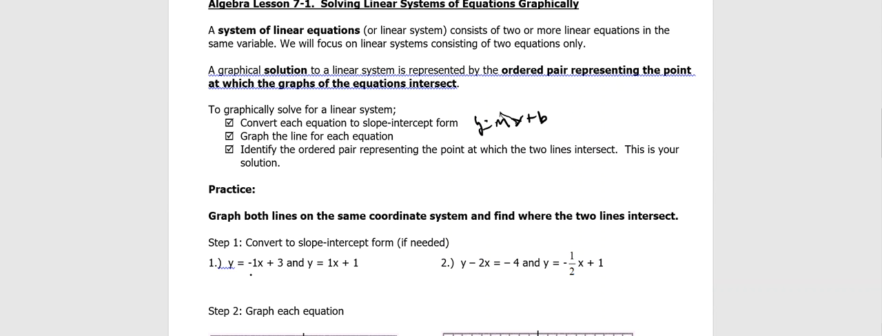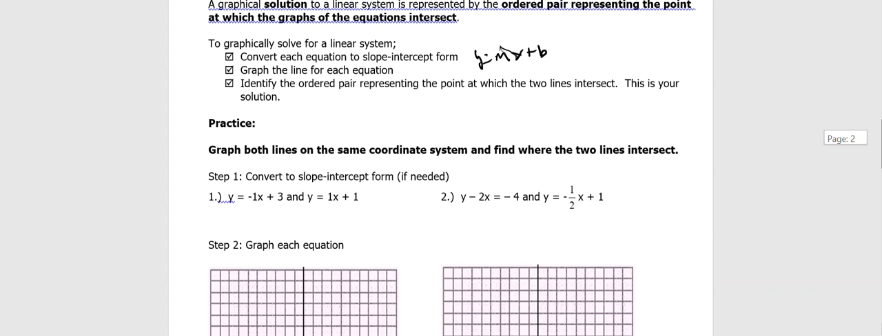You can see in our first example that both equations are already in y equals mx plus b. Y equals negative 1x plus 3, and for the second equation, y equals 1x plus 1. When we get to the second example, we'll have a little bit of work to do, because the first equation is not in slope-intercept form. So we'll practice our skills for converting that equation so it looks like y equals mx plus b, so that we can graph the line more easily.